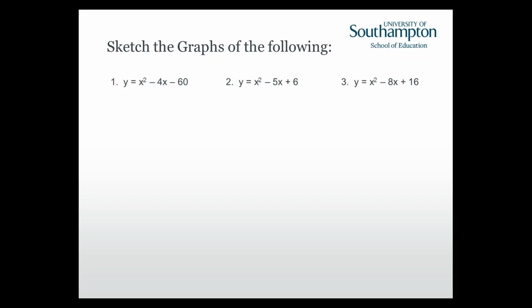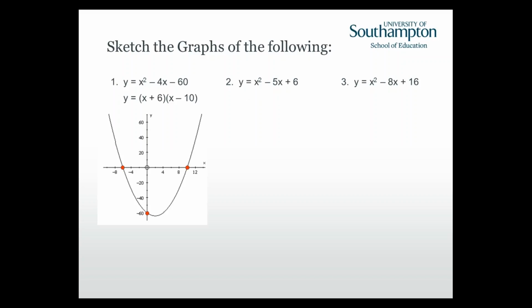So Robert, what does your first one look like? First one, I've got the y-intercept at -60, and it is a traditional U-shape crossing the x-axis at -6 and 10. Yeah. Wayne, what about the second one? Okay, I got the first one fine, and then the second one I've got the roots as x is 3 and x is 2.